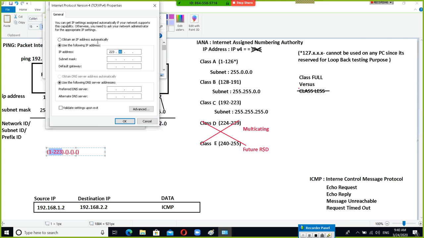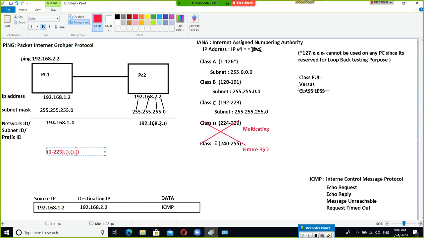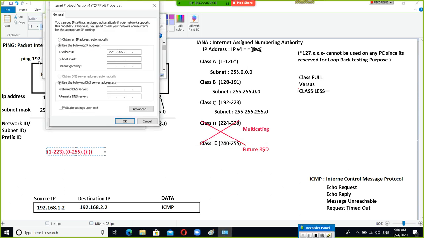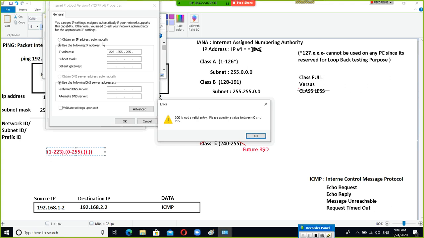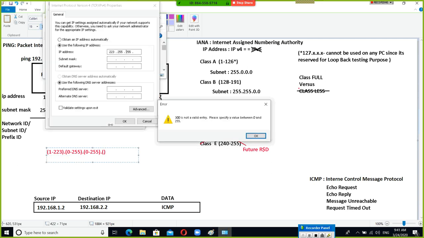Absolutely. If I take 300, it says the value should be between 0 and 255. Let's note it down: 0 to 255. Let's ask about the next octave. 300 again, same error: 0 to 255. Let's note it down. 0 to 255. And the last octave, let's ask about the last octave.